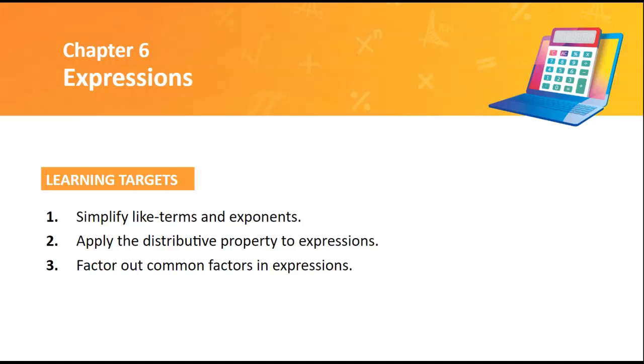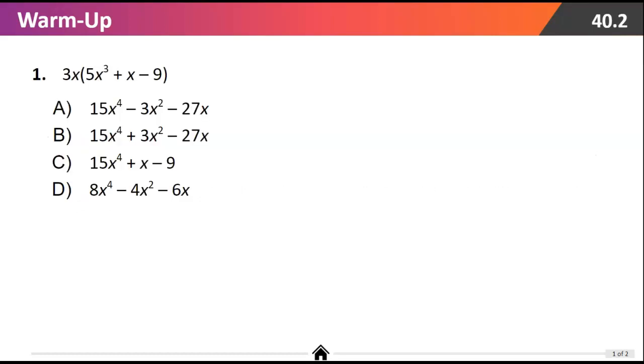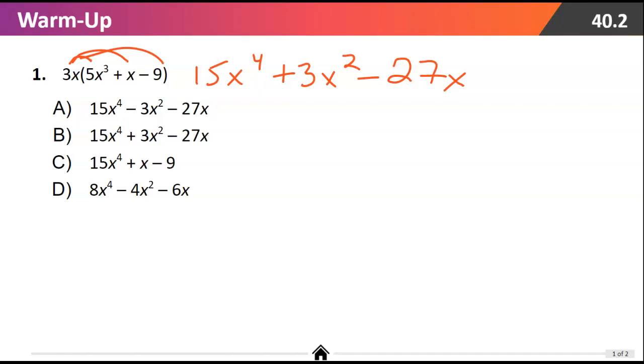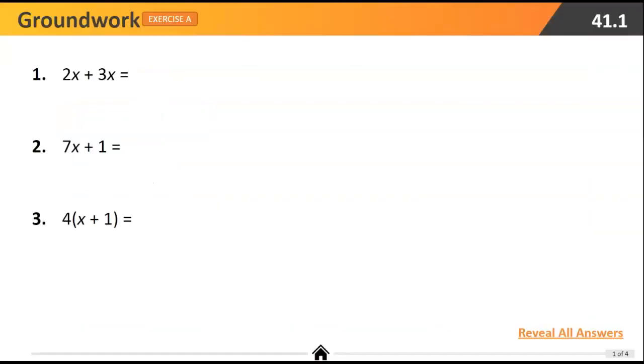All right, lesson 6 is all about simplifying expressions. For this first one, it's going to be another distributive problem that we saw a little earlier in the previous lesson. We're going to multiply the 3 times each term on the inside of the parentheses. That's going to leave us 15x to the 4th power plus 3x squared minus 27x. When you do that, you will see that the answer is, in fact, answer B.